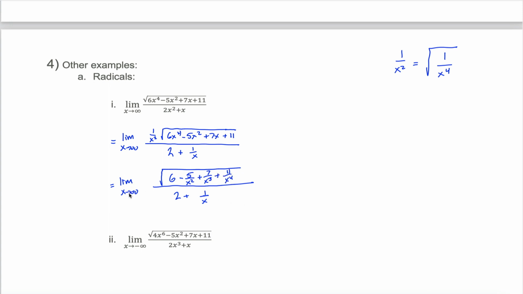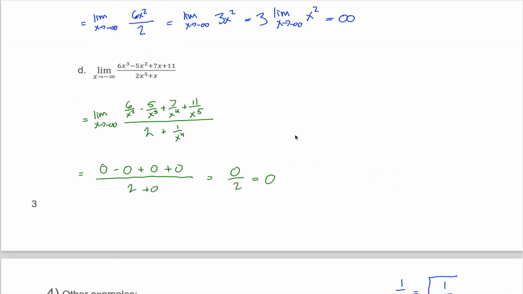Again, taking advantage of my limit laws, I can take the limit of the top and the limit of the bottom. The limit of the square root of something is just the square root of the limit of that something, and the limit of a sum of terms is just the sum of the different limits. What I'm saying is I can evaluate the limit as x approaches infinity of each of these different terms individually. I'd end up with the square root of 6 minus 0 plus 0 plus 0 divided by 2 plus 0. I'd end up with the square root of 6 divided by 2. The limit as x approaches infinity of this expression is root 6 over 2.